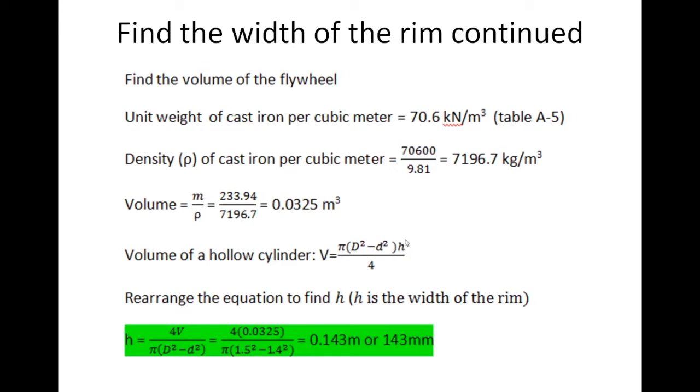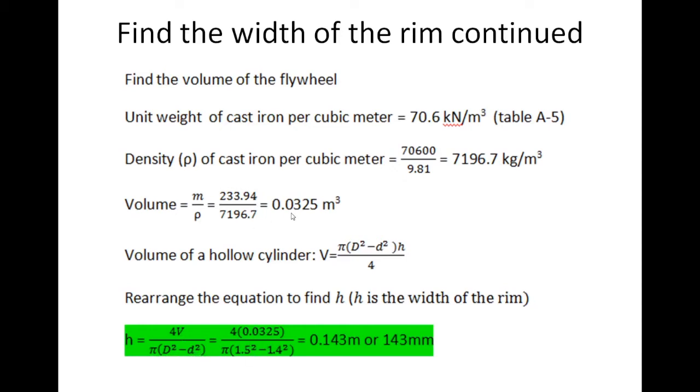So this is where that width comes in from the beginning of the problem. So this is h. This is what we're really trying to find. So we're going to take that equation and rearrange it to find h. So h is going to be equal to 4V over pi times the outer diameter squared minus the inner diameter squared. Plug in all the values that we already have.